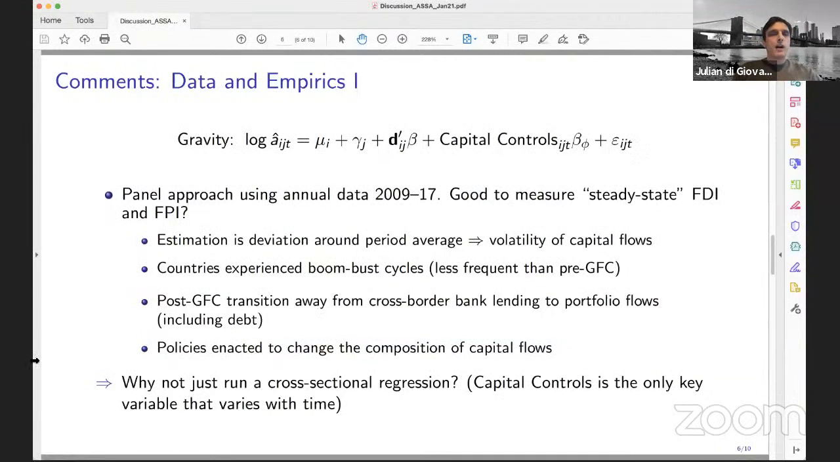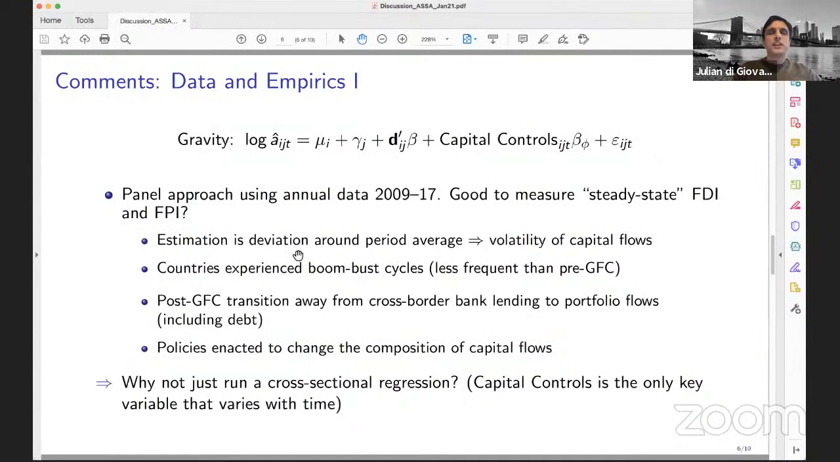So in terms of comments on data, let's just look at their gravity equation. The investment from J to I at time t is a function of a lot of fixed effects, some non-time-varying distance measures, capital controls, and an error term. They're using more recent data, a panel measure, with data over time. The first question is: is this good to measure steady state FDI and FPI? Ultimately, they're estimating deviations around some period average, so perhaps capturing more of the volatility of capital flows.